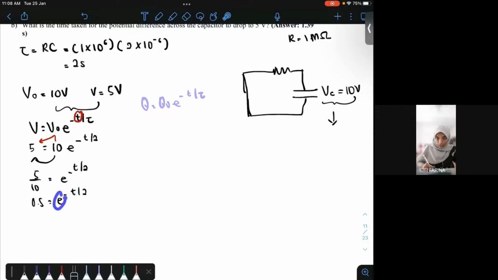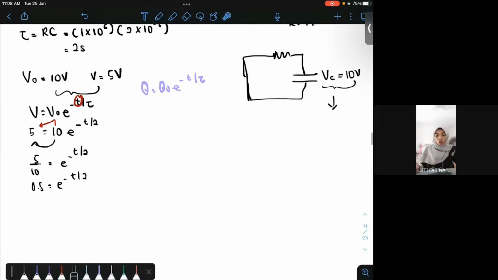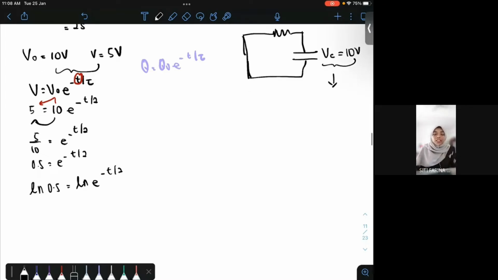So kita kena hilangkan dulu eksponen ini. Cara nak hilangkan eksponen adalah kita ln kiri kanan. Okay, you have to ln kiri kanan untuk hilangkan eksponen. ln 0.5 ln eksponen negatif T over 2. So kita darab dengan ln on both your left and right hand side of your equation. Okay, dalam kalkulator tekan ln 0.5, you'll get negative something. Okay, so cuba tekan, kamu akan dapat negative 0.69.